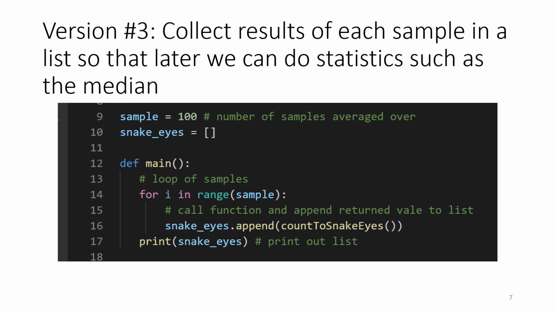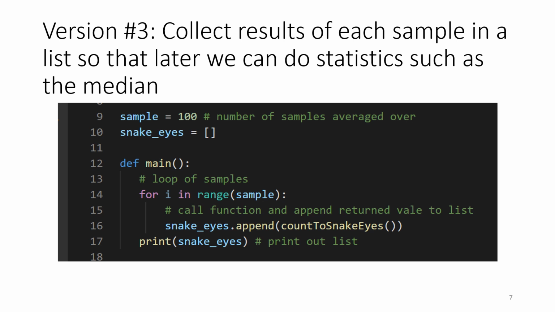So in this third version of the program, we are going to collect all of the samples. We were rolling the dice until we got snake eyes and doing a count, and previously we had just been summing up those counts and performing an average. But now we're going to start saving each individual count into a list so that we can do other statistics such as the median. So in line 10, we're defining this list to hold all these numbers, and at this stage it is just an empty list, so snake eyes equals open close square bracket.